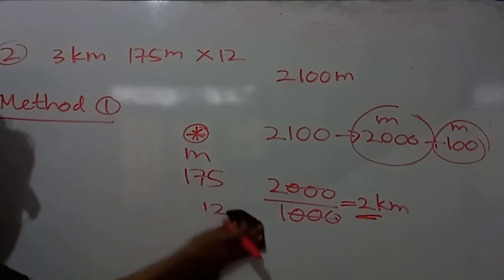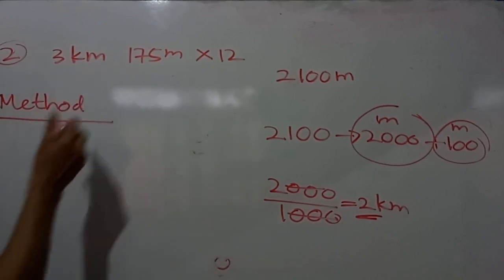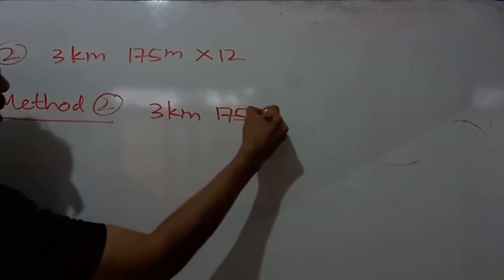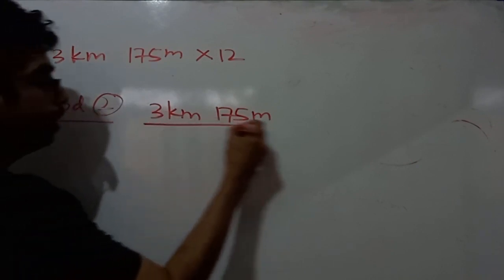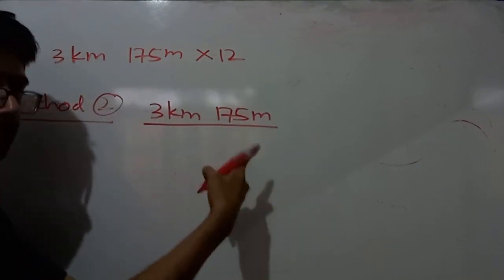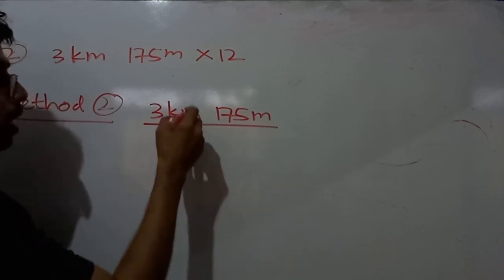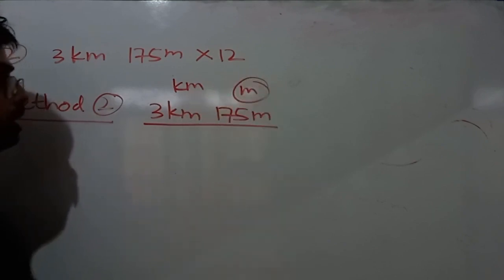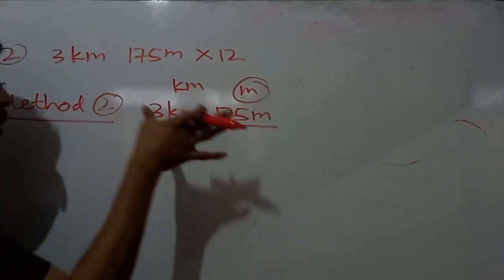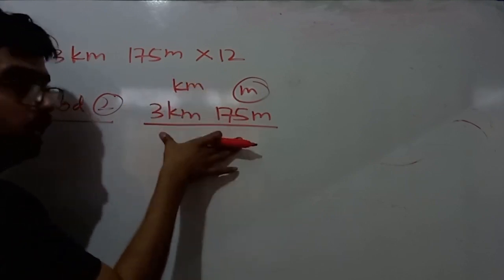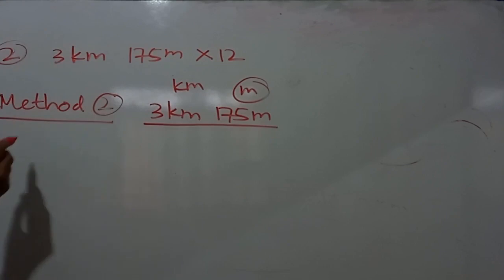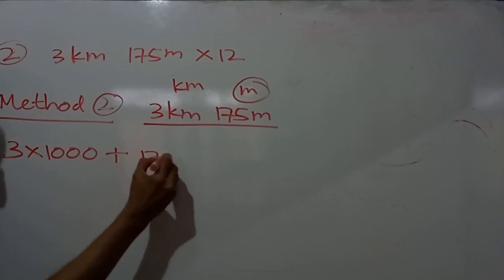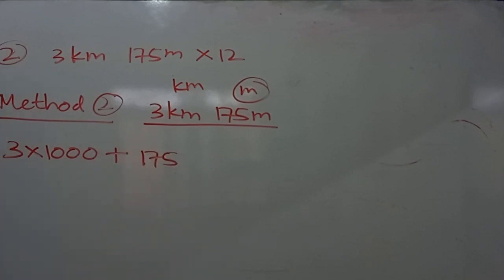Right. So now we will move to the other method, which is method number 2. So we have been given 3 kilometers and 175 meters. We will convert this total length into what? Meters. When we compare kilometers and meters, we know meters is a small unit. So we convert this total length into meters. So 3 we have to multiply that by 1000. 175 we don't have to do anything. Why? It is already given to us in meters.